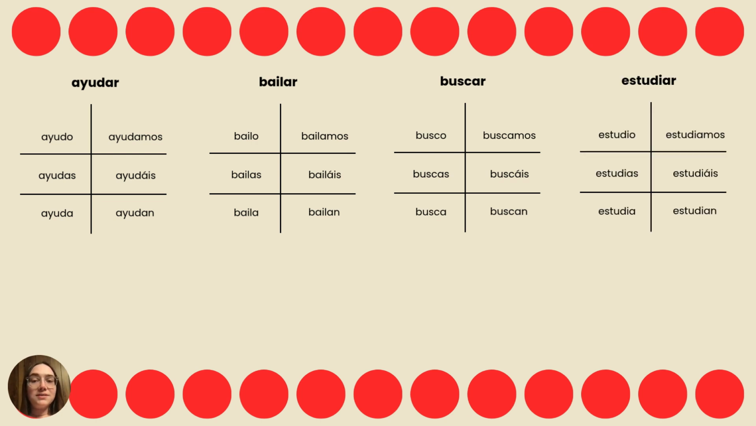Estudiar means to study. Estudio, now you can say estudio means I study, and if you say estudio el español, it means I study Spanish. You just said your first Spanish sentence, which in this series, I know you've probably said many before, but you could just say estudio el español, I study Spanish. So let's start that one over. Estudiar is estudio, estudias, estudia, estudiamos, estudiáis, estudian.